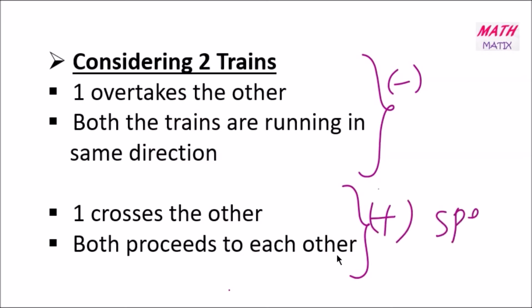We have to add the speeds. But in both cases, the distance should be added. Speed only will differ for the two cases. When will one overtake the other? If both are going in the same direction, we subtract the speeds. Suppose both are going in opposite directions, or one crosses the other, then we have to add the speeds.